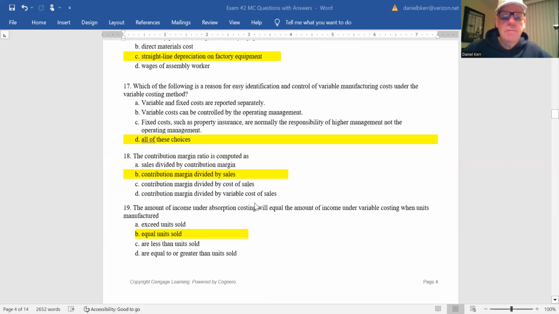The amount of income under absorption costing will equal the amount of income under variable costing. Remember the little chart I put there. The only time they're going to be equal is when the number of units produced is equal to the number of units sold. If you have a change in inventory, whether you produce more than you sell, or sell less than you produce, you're going to get a different answer. But they'll be the same when the number of units produced and sold is the same. It all has to do with the fixed cost included in the inventory, which you'll see when we get to the problem on variable costing, on the variable income statement.